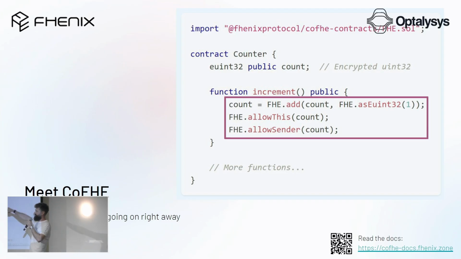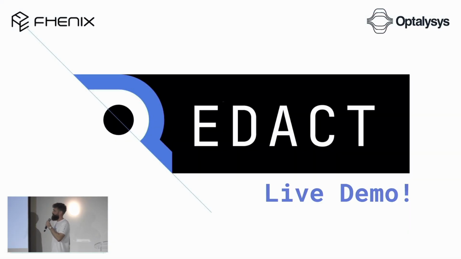Very easy. We have some access control. This is important, but at the end of the day, this is the gist. It's very simple. You just go to your regular smart contract, and that's it. Feel free to scan it and see the docs. It's all really very, very simple.